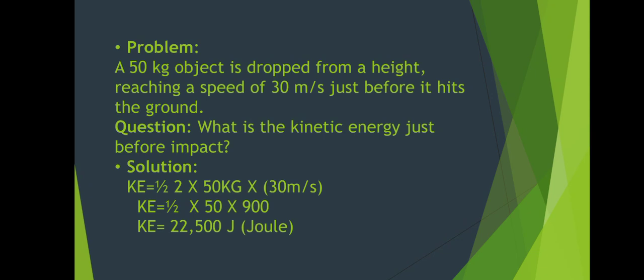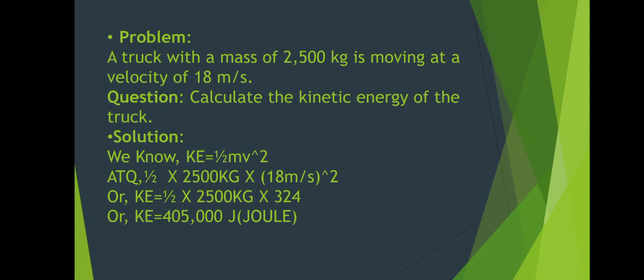Like half mv square. The half will remain the same. You will just put the mass in the place of m and velocity in the place of v and then square. So now let's look at problem number 2.